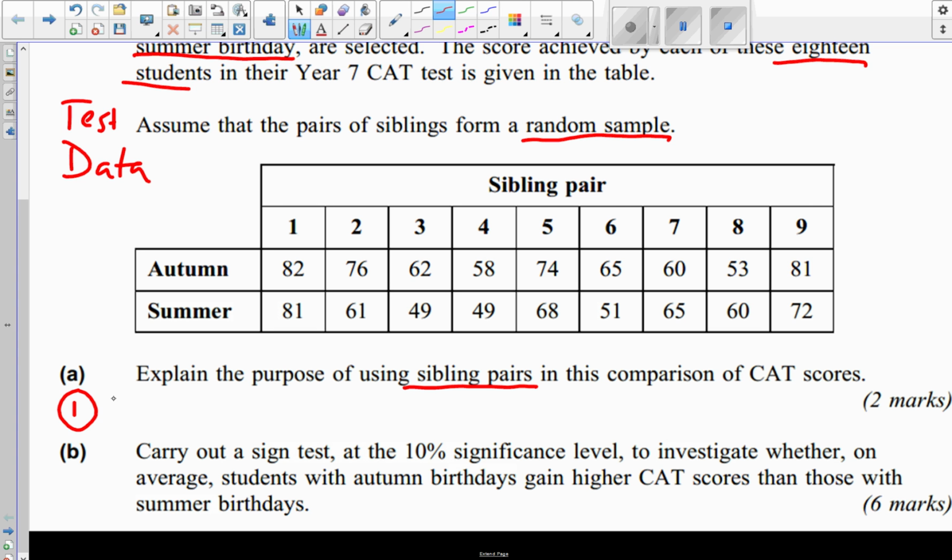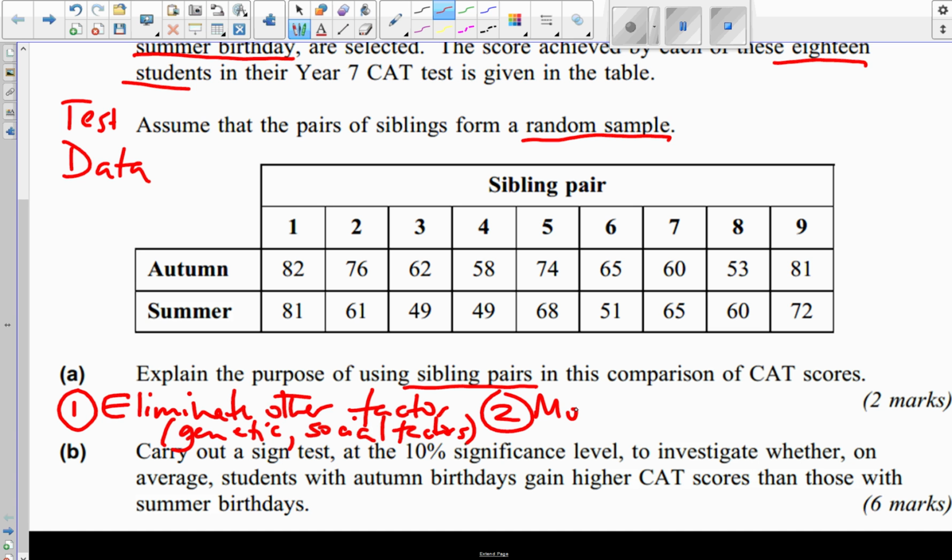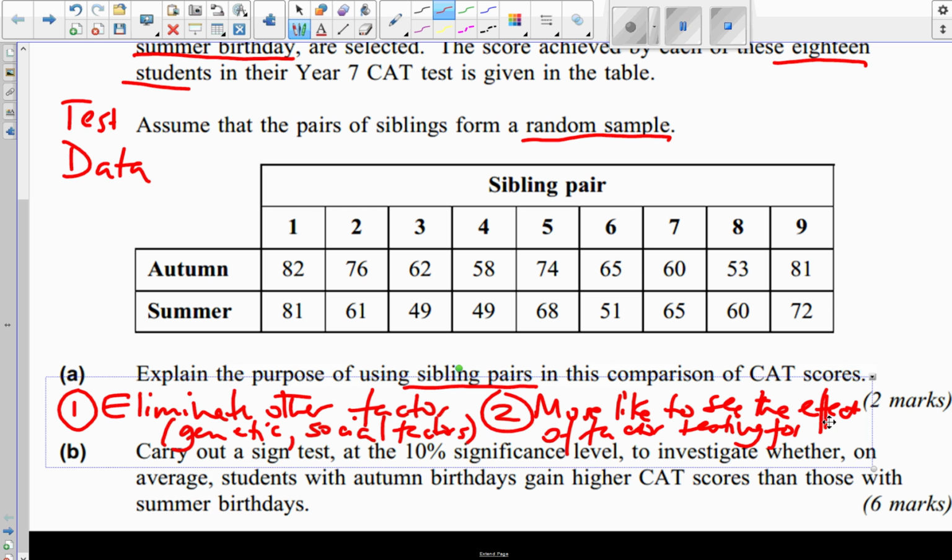That brings us back to your fundamental of pair testing. So we've got two reasons we're doing pair testing, because we're trying to eliminate other factors. In this case, the human factors, so that might be genetics, might be social background, etc. But it's other factors. Those are not the factors that we're looking for, so that we are more likely to see the effect of the factor we're testing for, which is the birth season. Yeah, those are your 2 points you're looking for there.